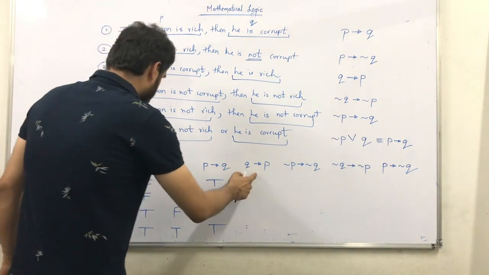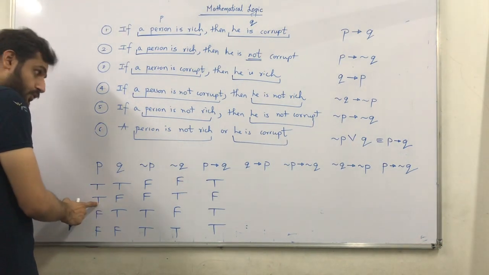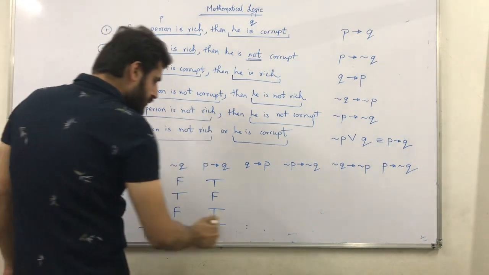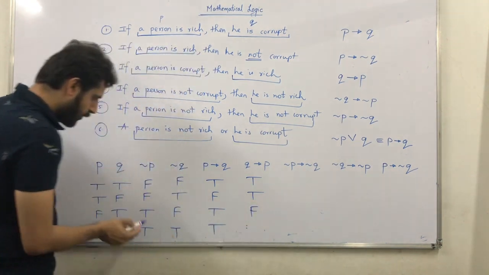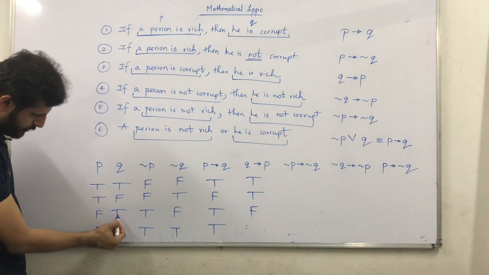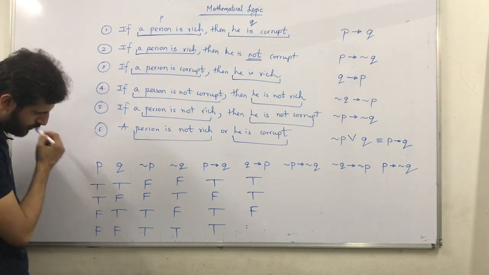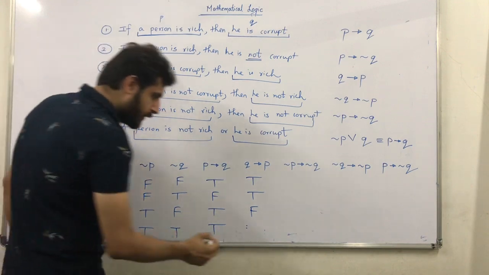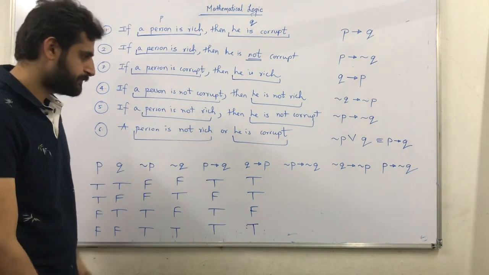Q implies P: true implies true is true, false implies true is true, true implies false is false, false implies false is true. So it will be true, true, false, true. When you're going the opposite way, only where we have true implies false do we have false.